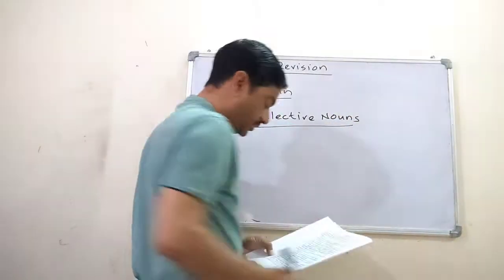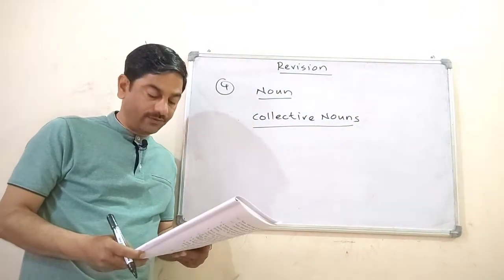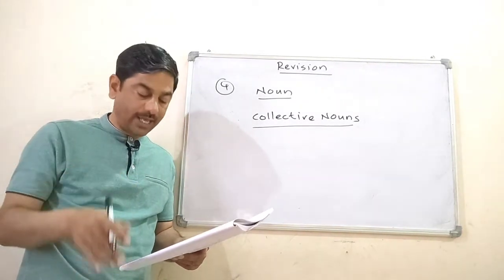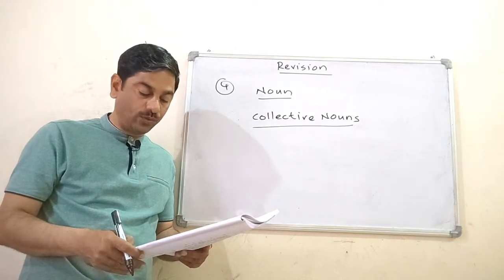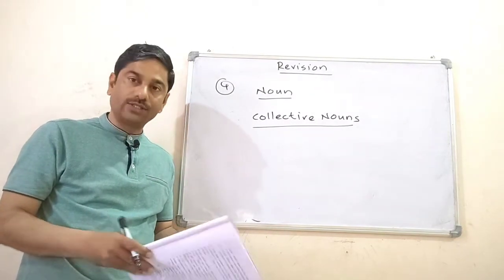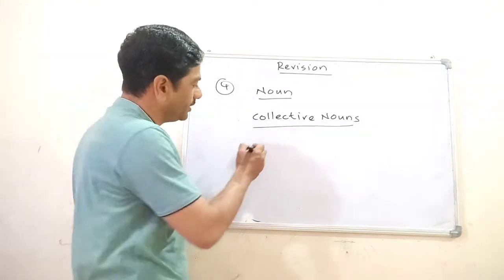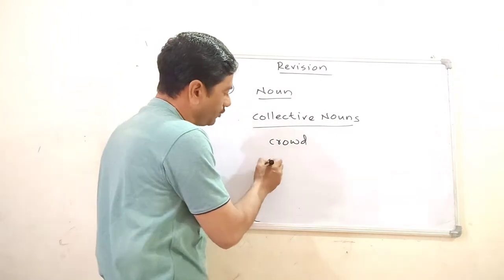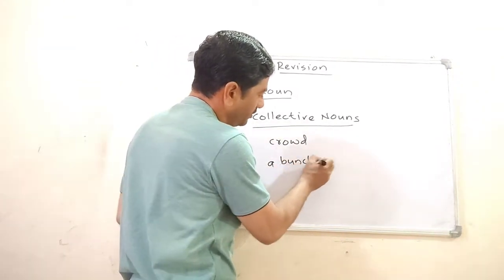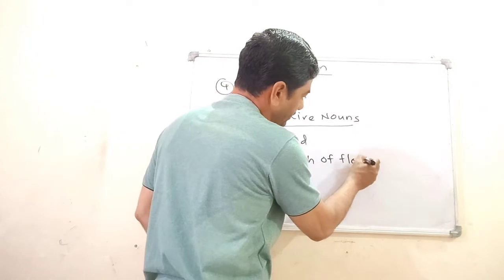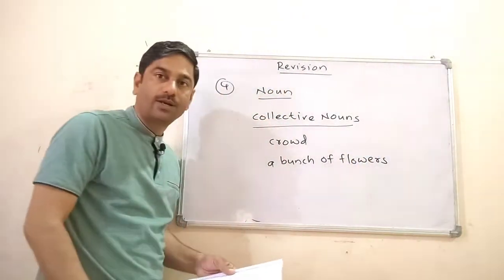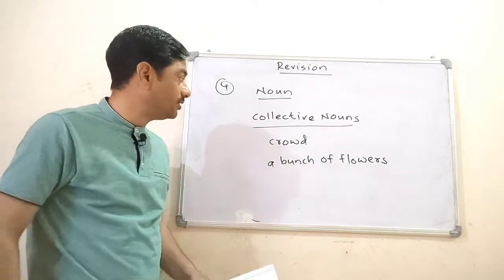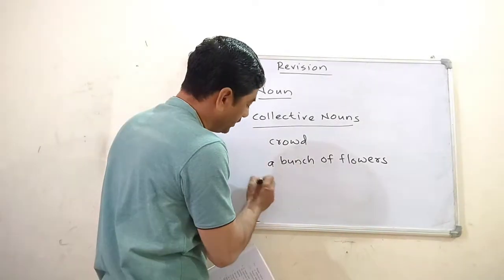What are collective nouns? Nouns which stand for a group or collection of persons, animals or things taken together as a whole are called collective nouns, and they generally take a singular verb. For example, crowd, a bunch of flowers. These are examples of collective nouns. Then we studied material nouns.